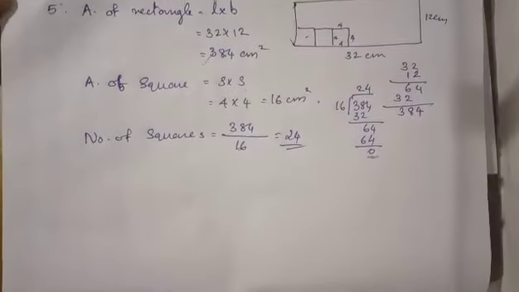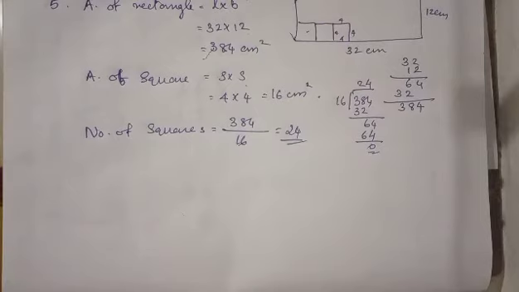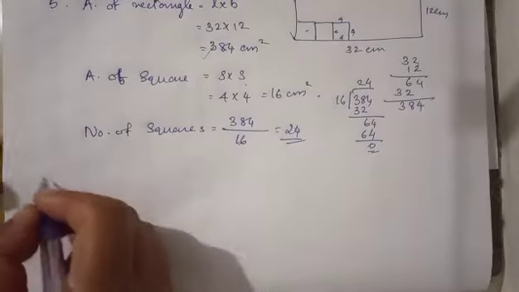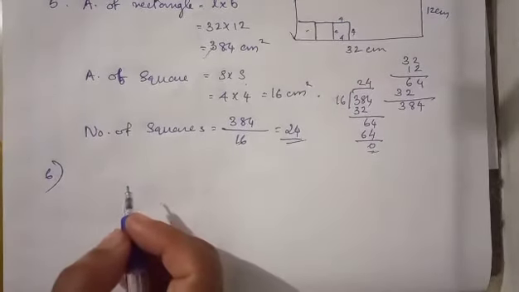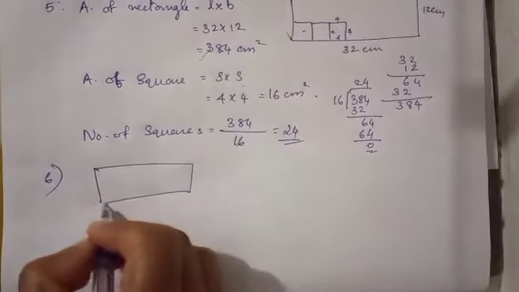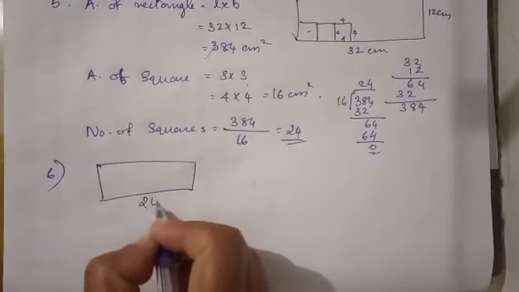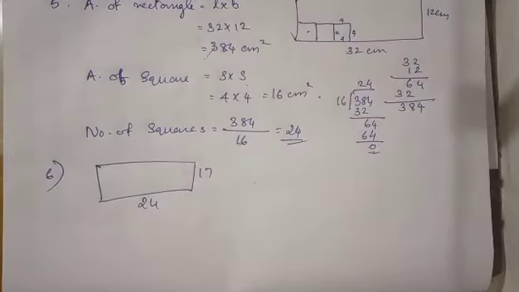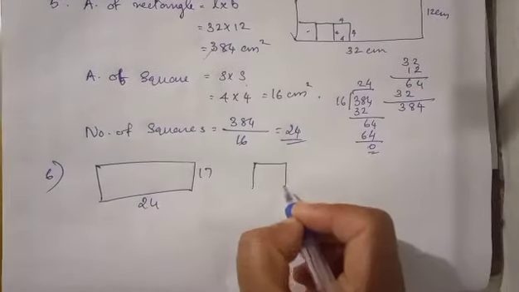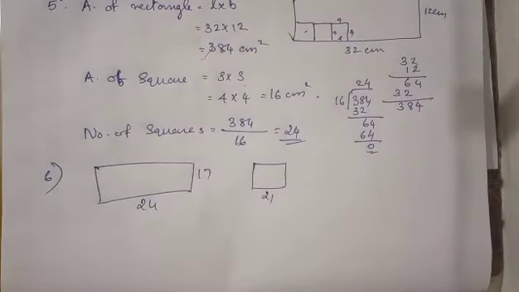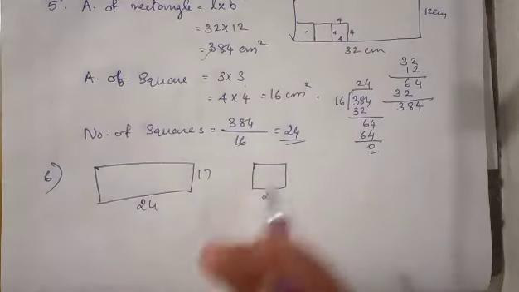Okay. Then next, sixth question. Which of the following has larger area and by how much? Measures are given. It is the sixth question. It is one rectangle of measure 24 centimeter and 17. 24 and 17. A square of side 21. Square with side 21. All are in centimeter. So, which of the following has larger area and by how much? How much larger is it?